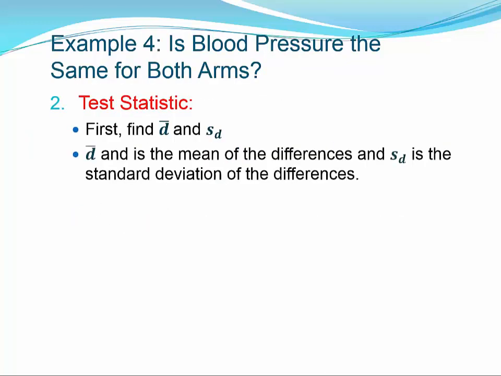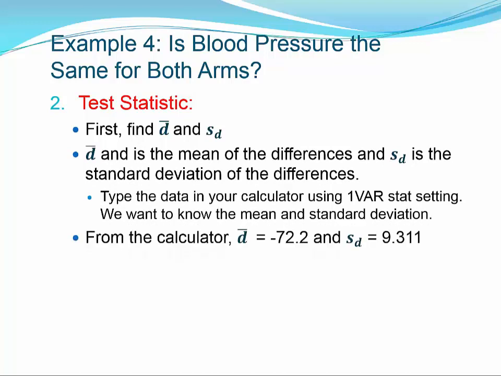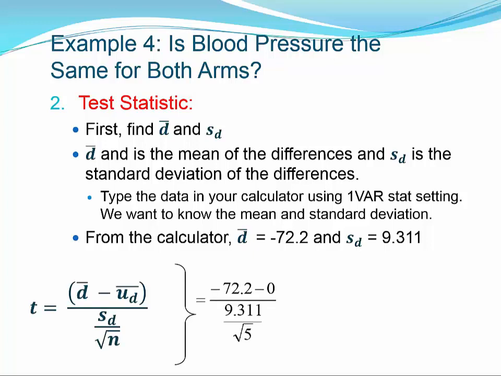So our test statistic, we're going to type the data in the calculator, use the 1-var stat setting, and from the calculator, d-bar is negative 72.2 and S sub d, or standard deviation, is 9.311. So we take negative 72.2, we subtract the claim value, which is always a 0, divide that by 9.311 divided by the square root of 5. So we get negative 17.339 when we type that in the calculator, and that's our test statistic.